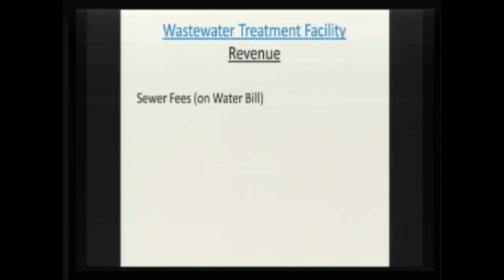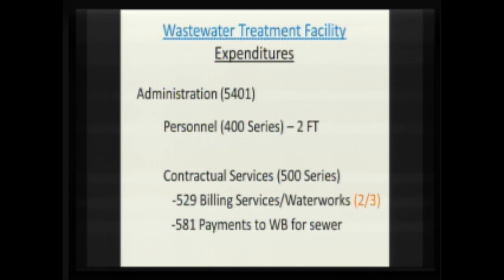Next slide. The expenditures, how do we spend the money that we get? The budget is divided into two components. First, we have the 5401 series, which is for the administration. In the 400 series, we have two full-time people, myself and my office coordinator.